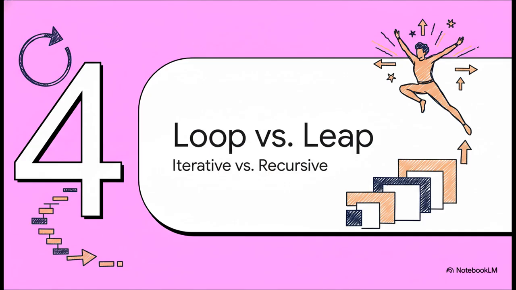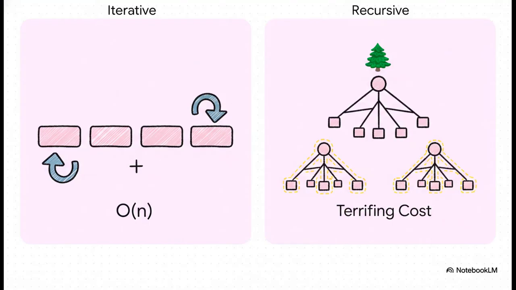Okay, now let's switch gears a bit and explore two different ways you can actually write the code for these things. We're talking loop versus leap, or more formally, iterative versus recursive thinking. It's all about how you handle repetition. The perfect example for this is the Fibonacci sequence. The iterative solution is straightforward. It uses a simple loop, building the sequence one step at a time.